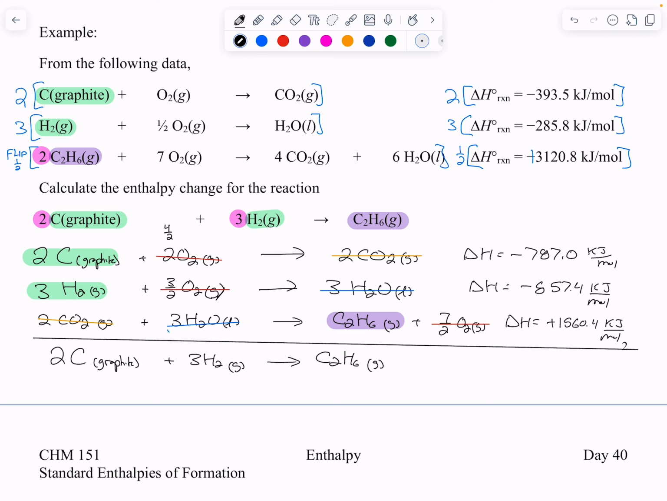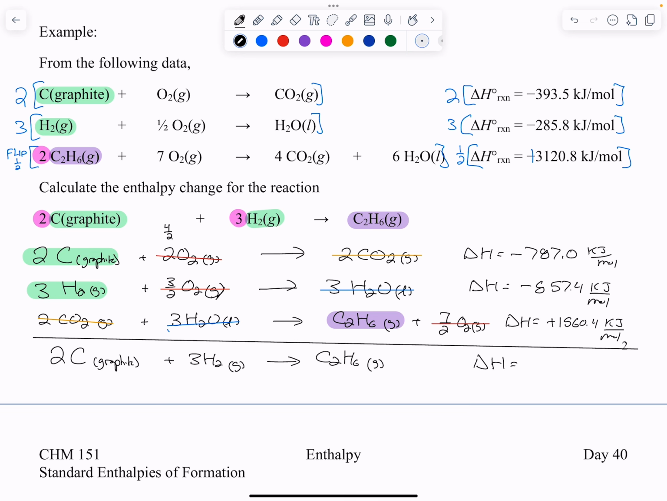And delta H, I got 1560.4 positive, minus 787, minus 857.4. Looks like I got negative 84 kilojoules per mole. Hopefully that's what you got. Hopefully I'm correct. And yeah. So that is Hess's law. That's the first way we calculate delta H.